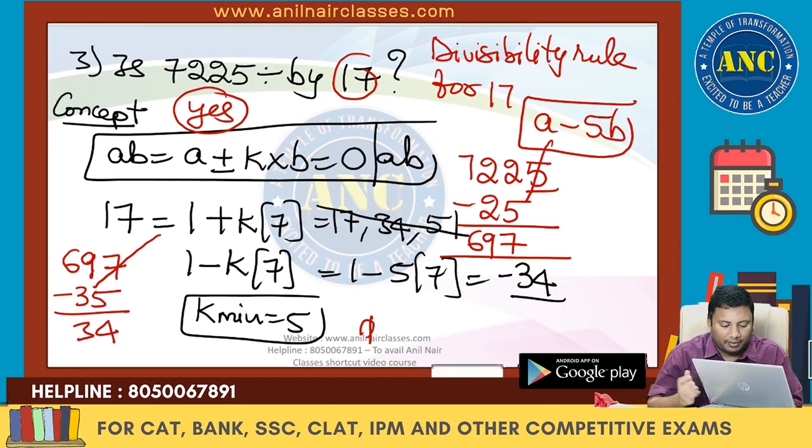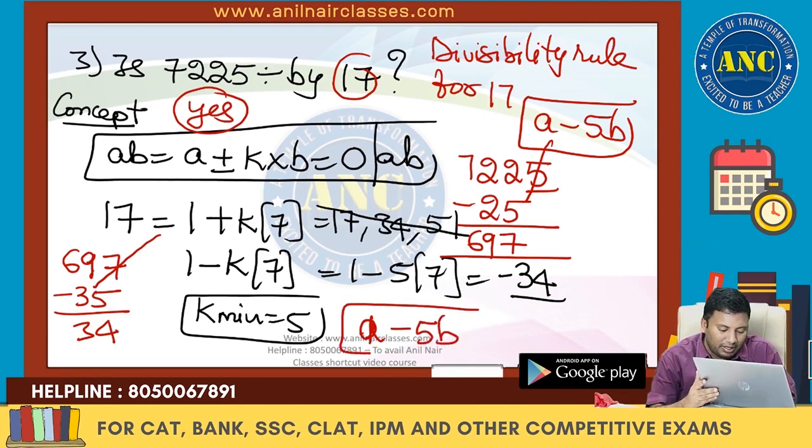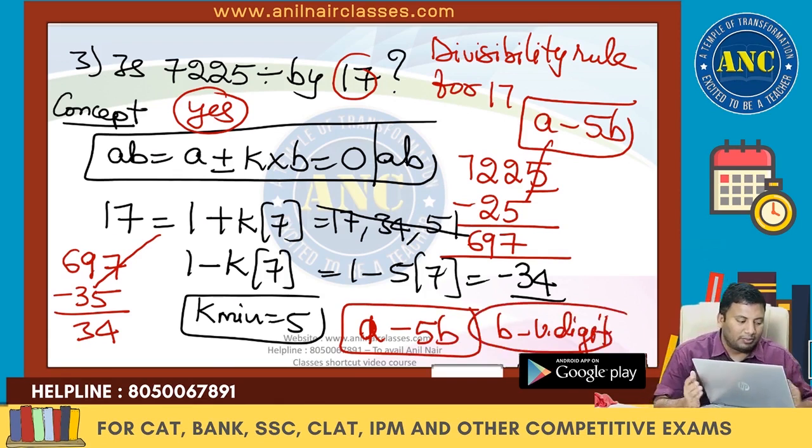The divisibility rule for 17 is A minus 5B, where B is nothing but the unit digit of the number. I hope it is clear.